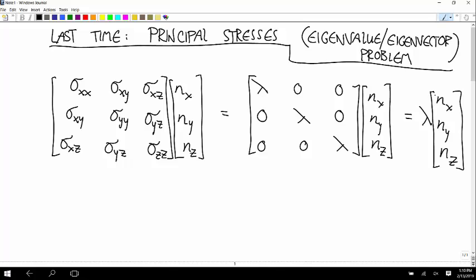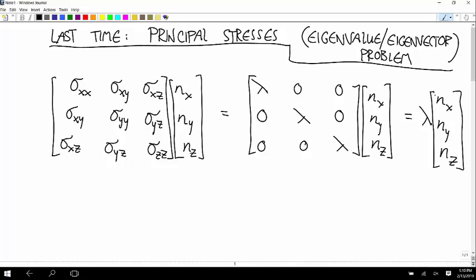Another way to think of this is we're looking for a unit vector where you multiply the unit vector by the matrix, and it's the same as multiplying that unit vector by a constant. That's usually not the case, but that's what we're looking for here.